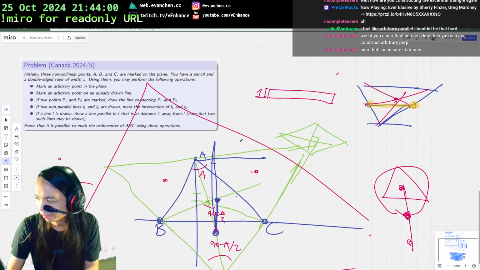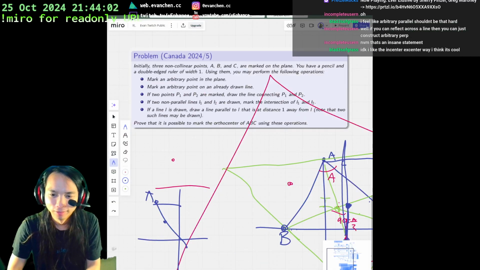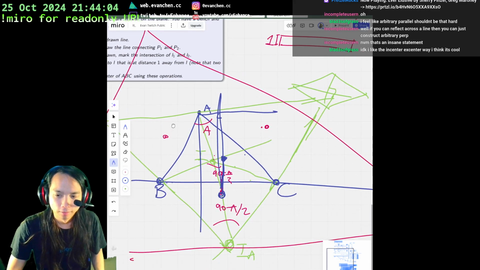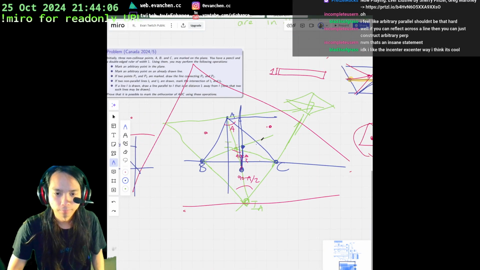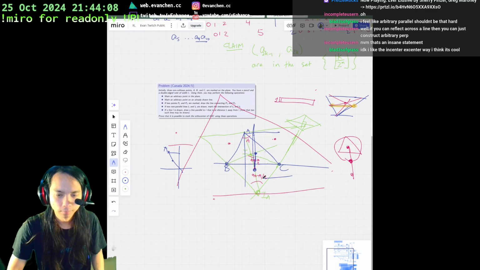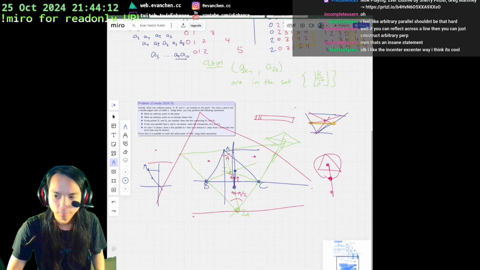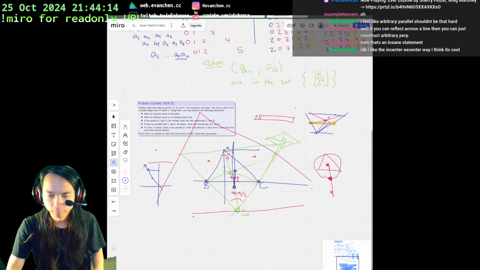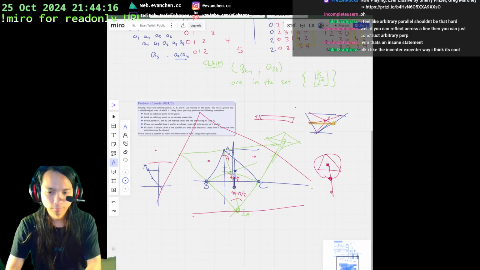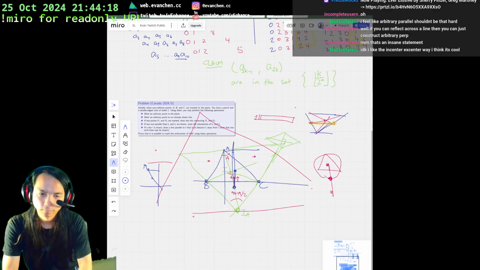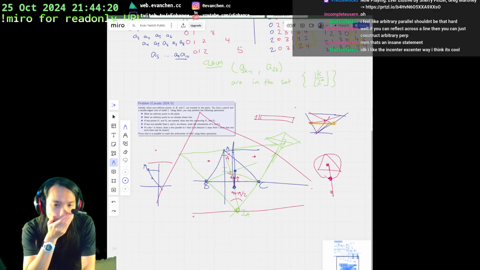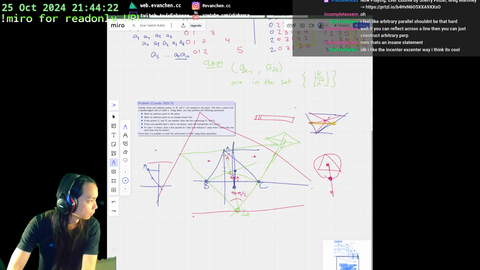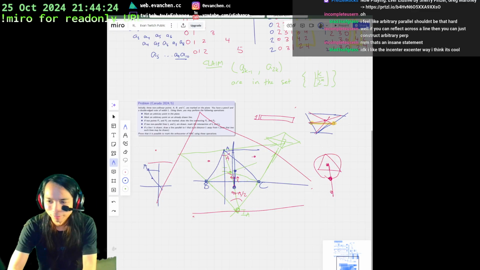I'm very confident this works, actually. This should just be fine. I like the instant eccentric way. I think it's cool. Alright, we'll use it. It's fine.